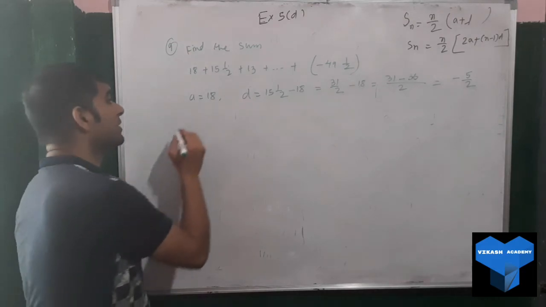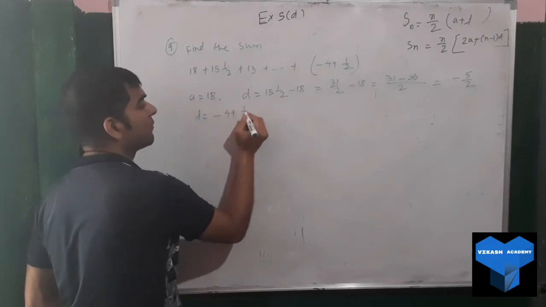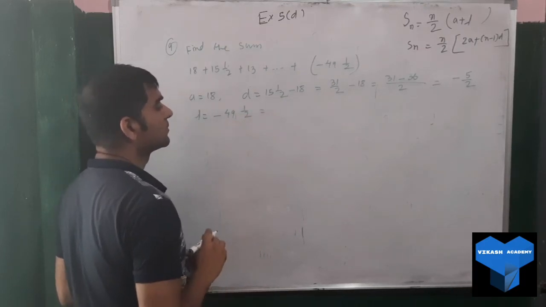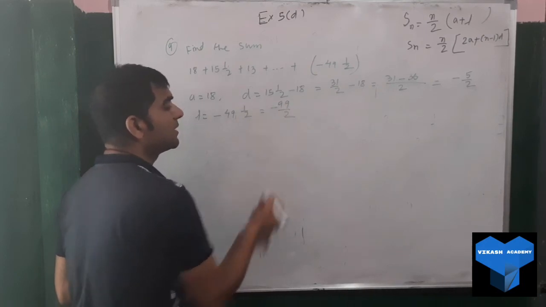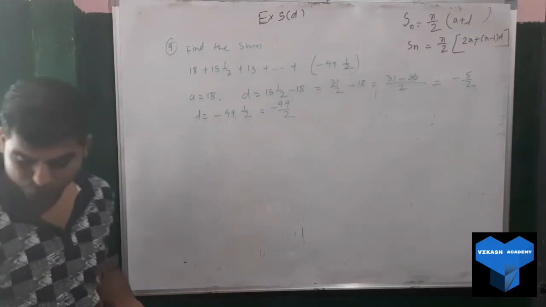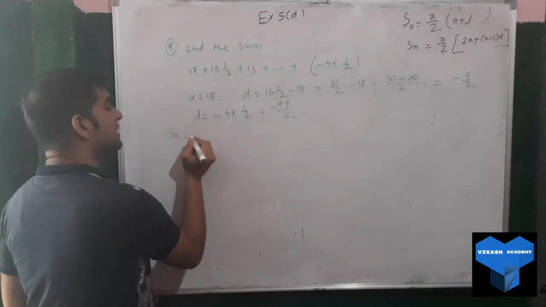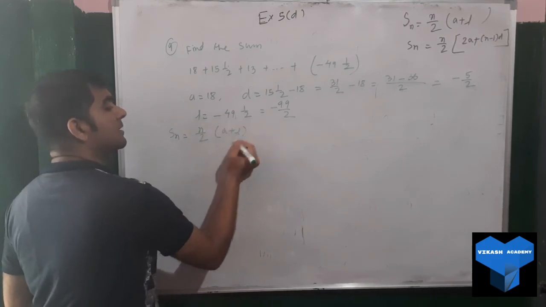The last term we have here, l is equal to minus 49 and a half. So you see here 49 into 2, so 98 plus 1, 99 by 2. We can write minus 99 by 2. Now the first formula you already know. You know that Sn is what? Sn is n by 2 times (a plus l). This is the formula.